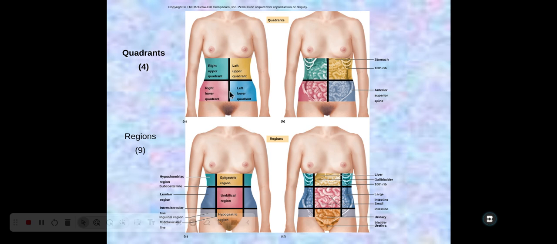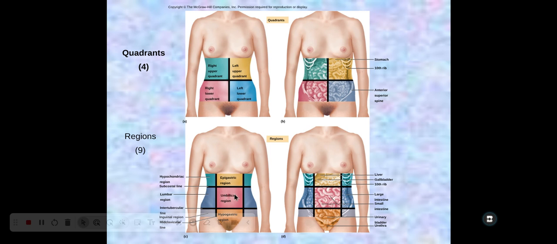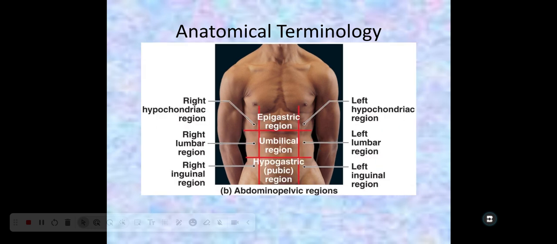And then we talked about the quadrants: your right upper quadrant, left upper quadrant, right lower quadrant, left lower quadrant. Pretty easy to remember. Just remember, where's your stomach? In the left upper quadrant. So just kind of seeing where the different things are. Okay. And here you have your epigastric region, umbilical region, and hypogastric region, right? Those are the different regions. And here's the quadrants again.